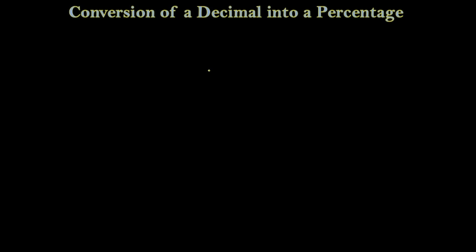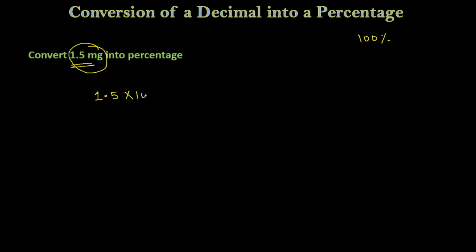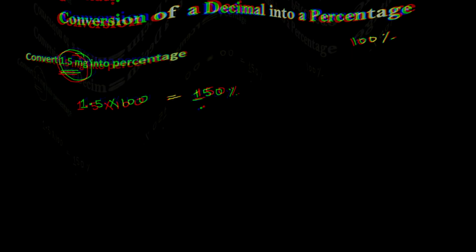Now the next topic is conversion of a decimal into a percentage. All decimals can be converted into percentage. We can do it by multiplying the decimals by 100%. Let's understand this with an example. You have to convert 1.5 into percentage. To convert this 1.5 into percentage, simply multiply this 1.5 by 100. So you will get 150%.